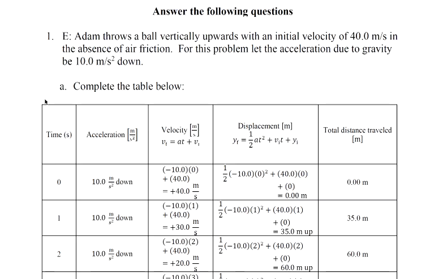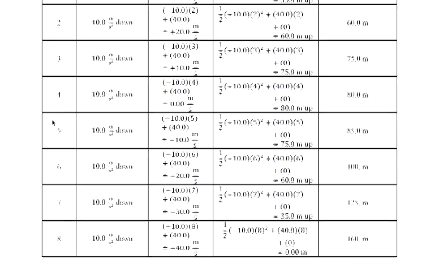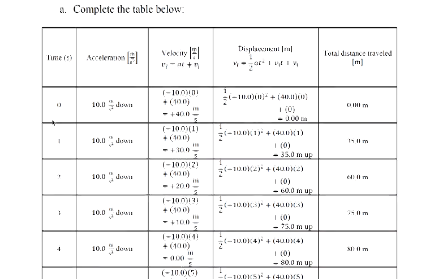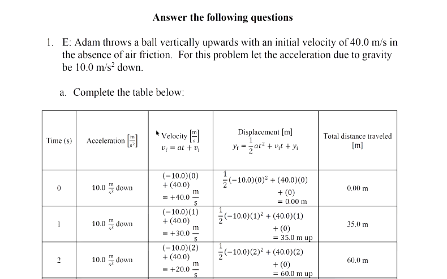Complete the table. So we have times from t equals 0 to t equals 8. We need to determine the acceleration of the object, velocity, displacement, and total distance traveled after every second. So for velocity, we're going to use this equation: v final equals at plus v initial. For displacement, we're going to use y final equals 1/2 at squared plus v initial t plus y initial.